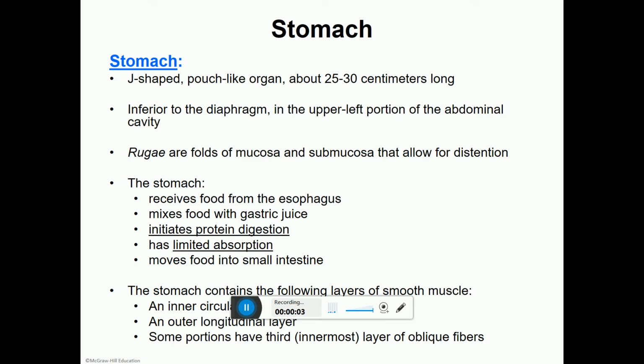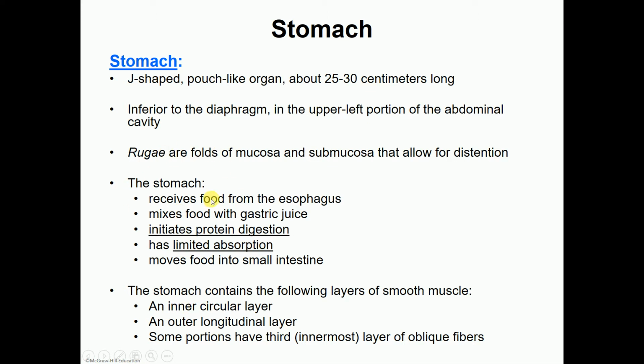The stomach is a pouch that looks like the letter J, and it is found underneath the diaphragm in the upper left portion of the abdomen. When you open up the stomach, it has lots of folds, known as rugae, and they allow for distension of the stomach with food or liquids.